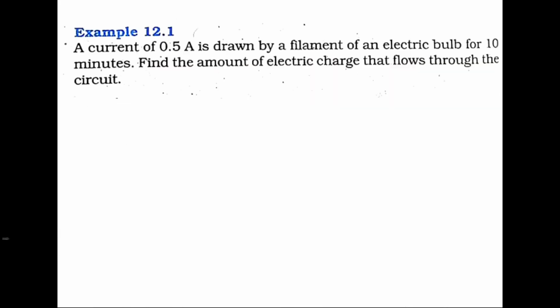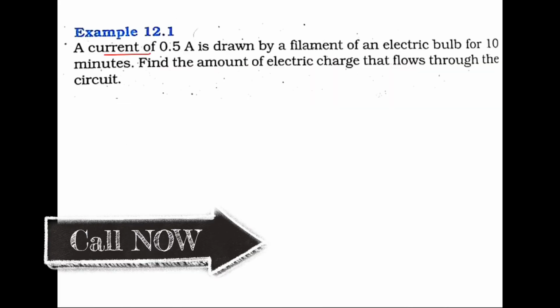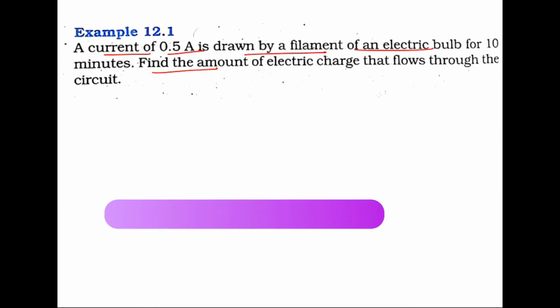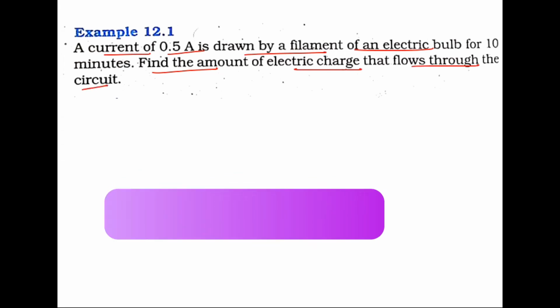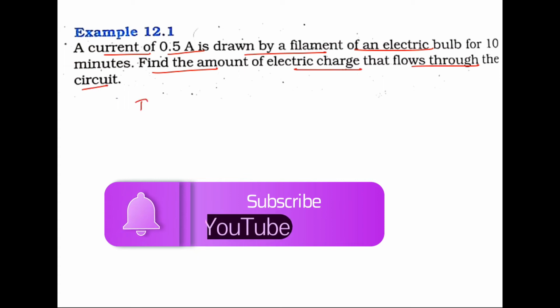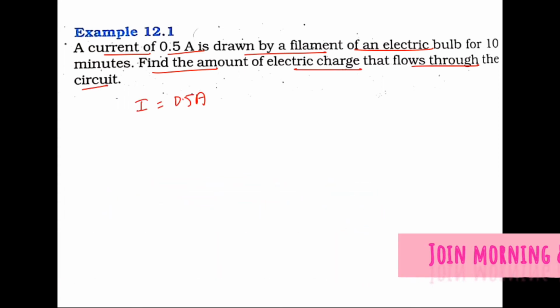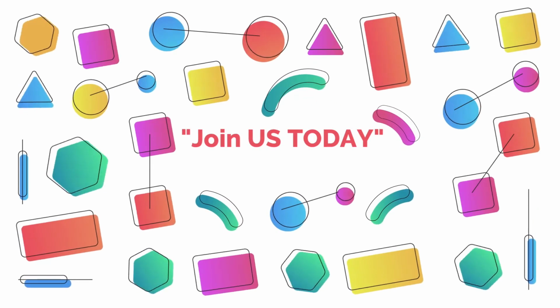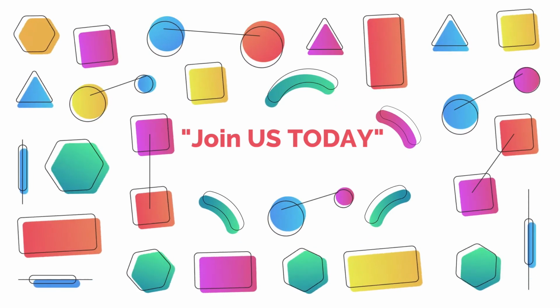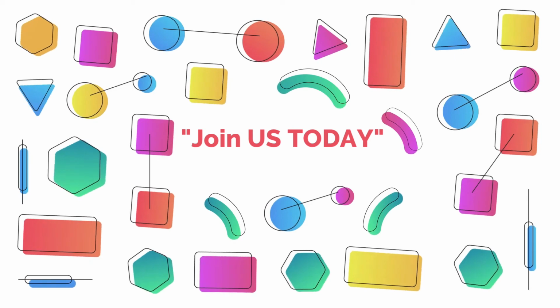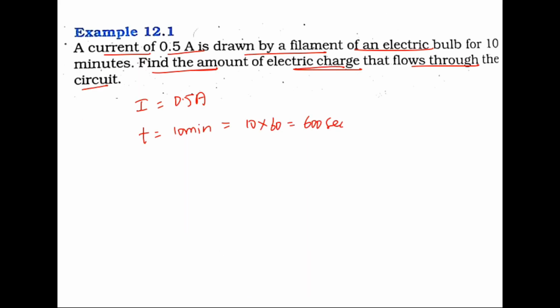So you can see an example problem. A current of 0.5 amperes is drawn from the filament of an electric bulb for 10 minutes. Find the amount of electric charge that flows through the circuit. What has been given? Current I equals 0.5 amperes, and time 10 minutes. Convert into seconds: 10 into 60, that is 600 seconds. We need to find the charge Q.